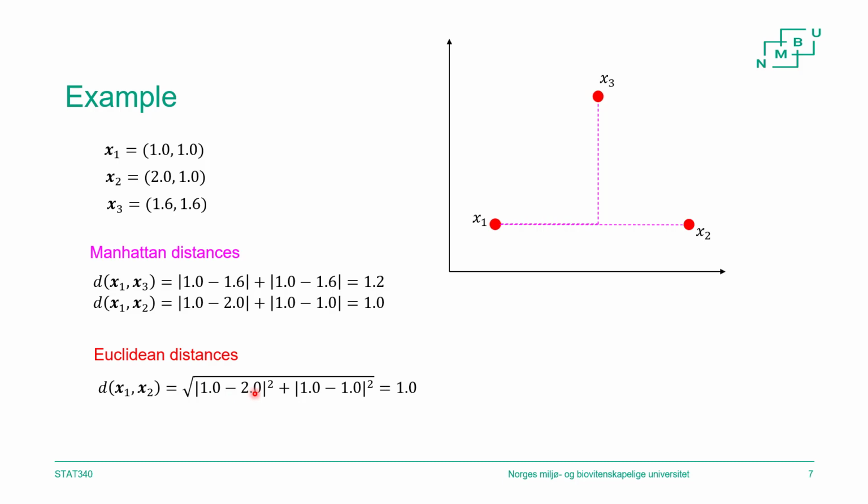We take the differences again, but now we square them, right? And then we sum them and we take the square root. And again, we have actually the same distance as we got from the Manhattan distance. And that is because we actually have only a straight line like this.